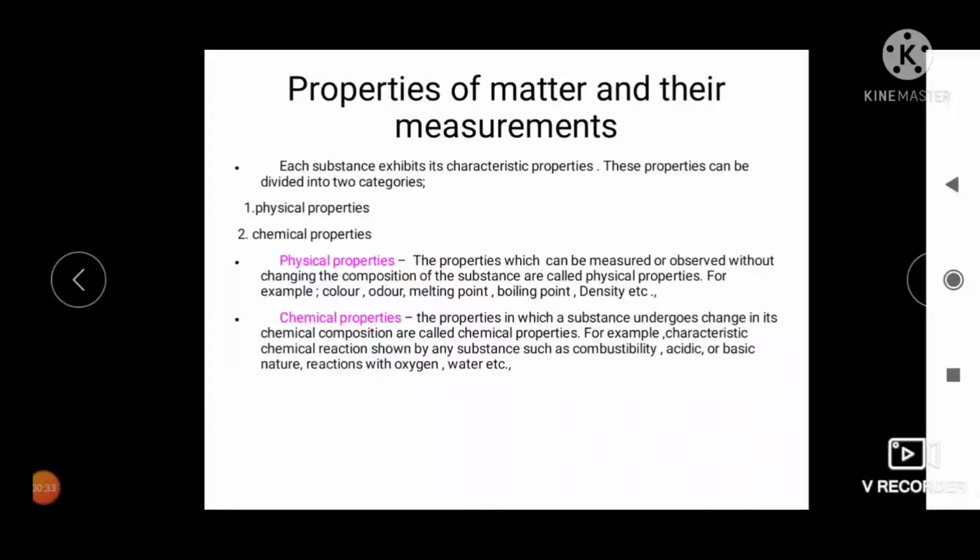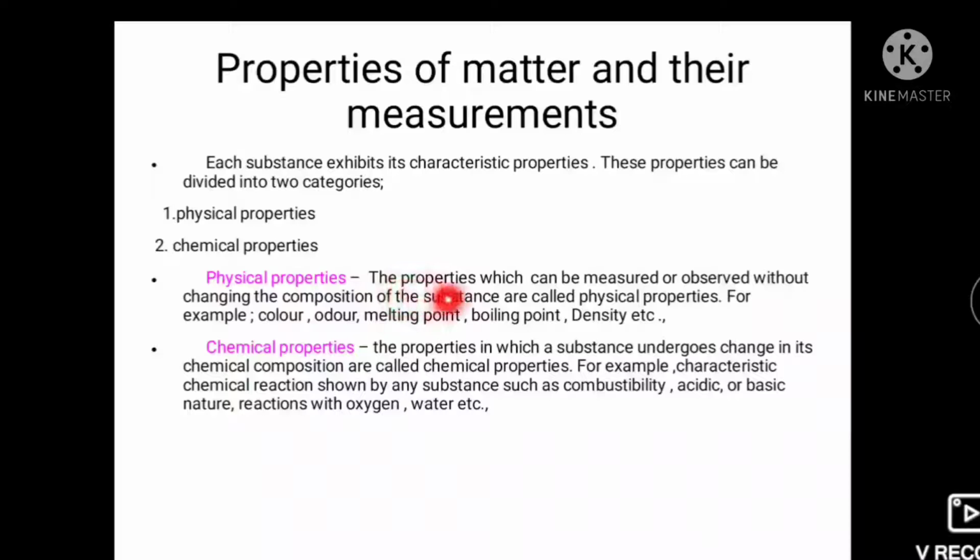Properties of matter and their measurements. Every substance has unique or characteristic properties, and these properties can be classified into two categories: physical properties and chemical properties. Physical properties are the properties which can be measured or observed without changing the composition of the substance. For example, color, odor, melting point, boiling point, freezing point, density, etc.